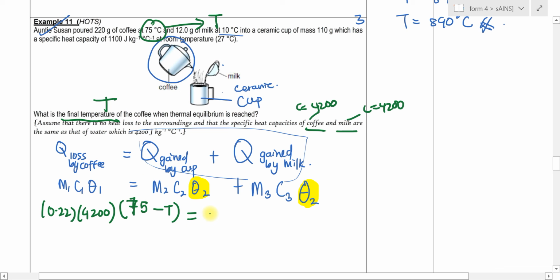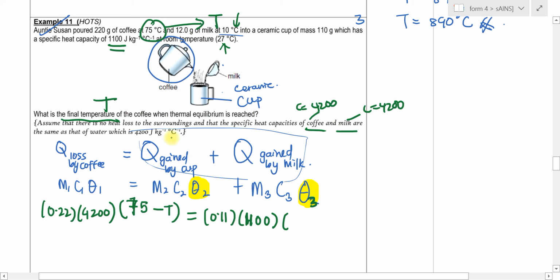Equal to, for the cup. The cup is 110 grams, so 0.11 kg. The cup's specific capacity is 1,100. And the theta for the cup: they have different initial temperatures, so I think we put theta 3. Theta 3. Okay, theta 2 for the cup is initially 27 degrees Celsius, because let's say it is room temperature, right?